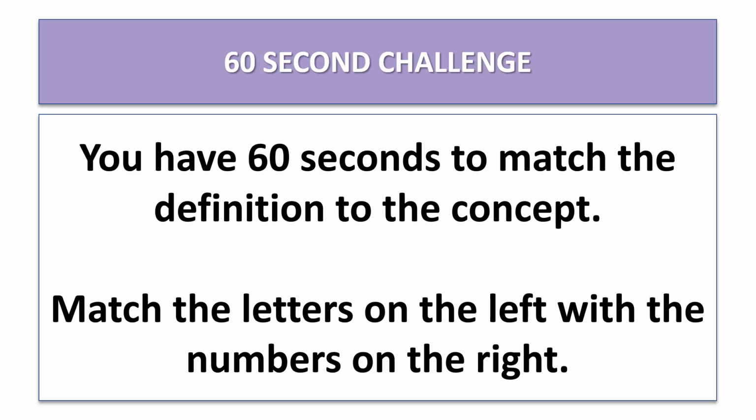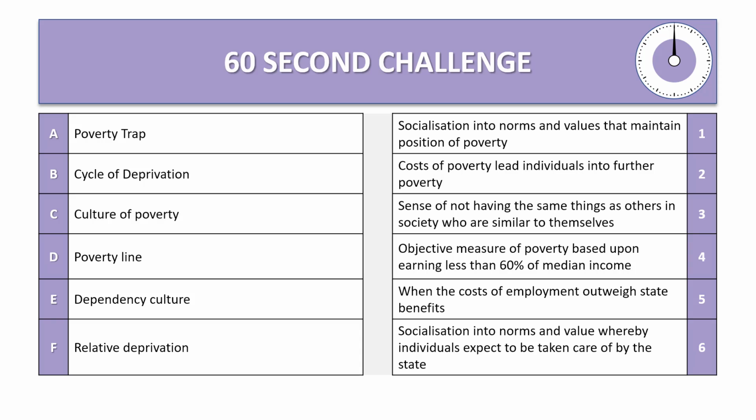In our next activity, we are going to do a 60-second challenge. You'll have 60 seconds to match the definition to the concept. We want you to match the letters on the left with the numbers on the right. If we have a look at our key concepts, so the poverty trap, cycle of deprivation, culture of poverty, poverty line, dependency culture, and relative deprivation.